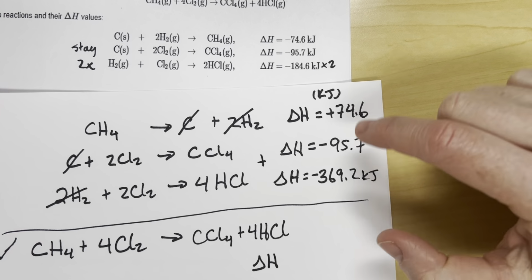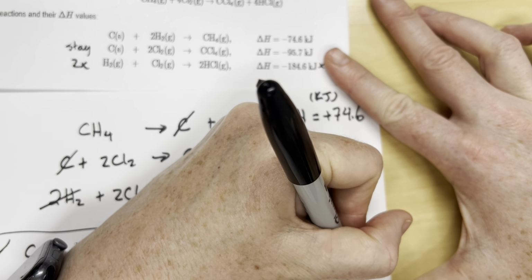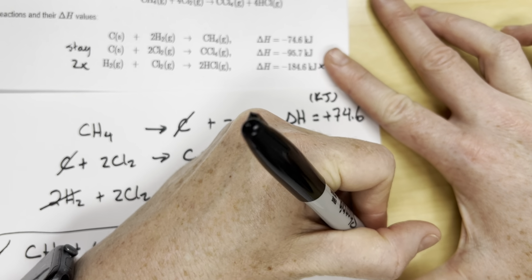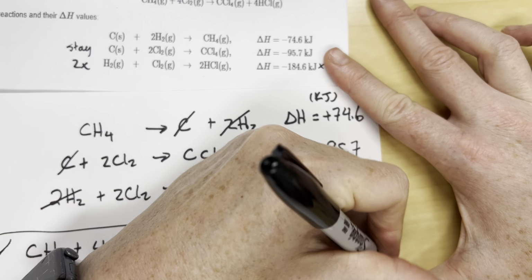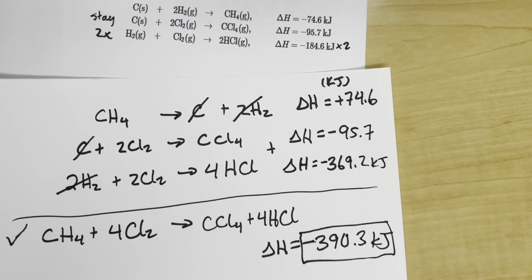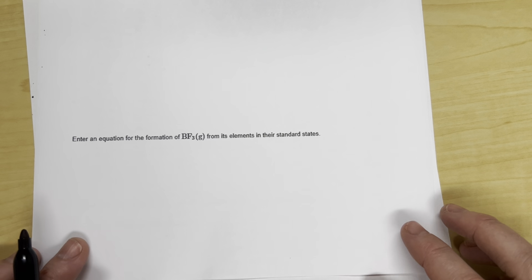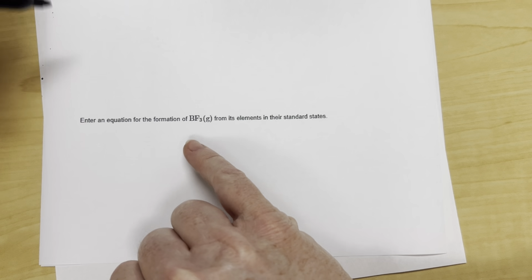So all we have to do to solve for the delta H is just add these up. This plus this. And when I do that, I get a negative 390.3 kilojoules as my final answer. All right. Moving on. It says enter an equation for the formation.